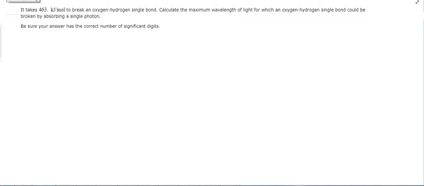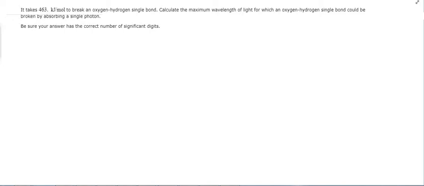Okay, here is an ALEKS problem dealing with energy. It says it takes 463 kilojoules per mole to break an oxygen-hydrogen single bond. Calculate the maximum wavelength of light for which an oxygen-hydrogen single bond could be broken by absorbing a single photon. So we're talking about a single bond and the energy it takes to break this bond, and of course we're going to deal with sig figs.